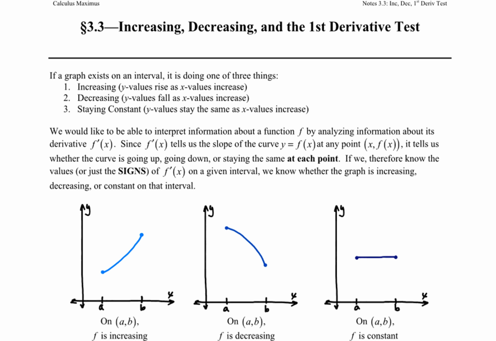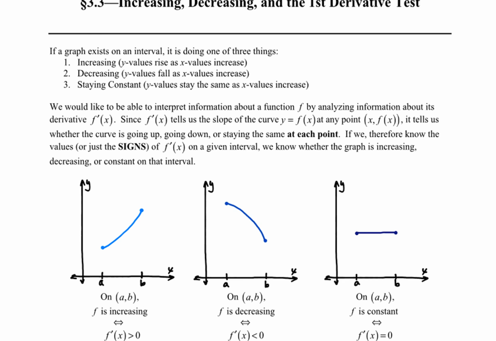Okay, so we have section 3.3, increasing, decreasing, and the first derivative test. So a graph can only be doing three things. It can be increasing, where the slope is positive. It could be decreasing, where the slope is negative. Or it can be constant, and the slope would be 0.